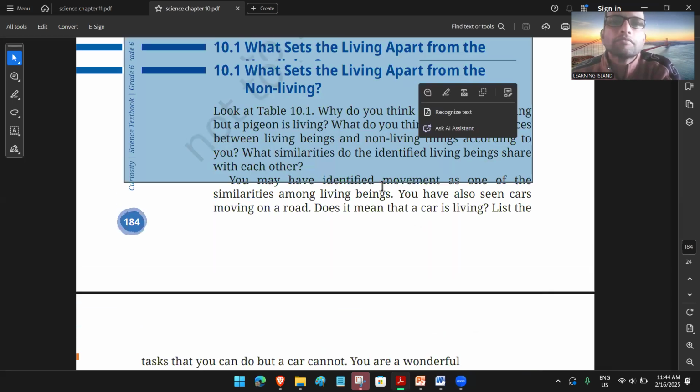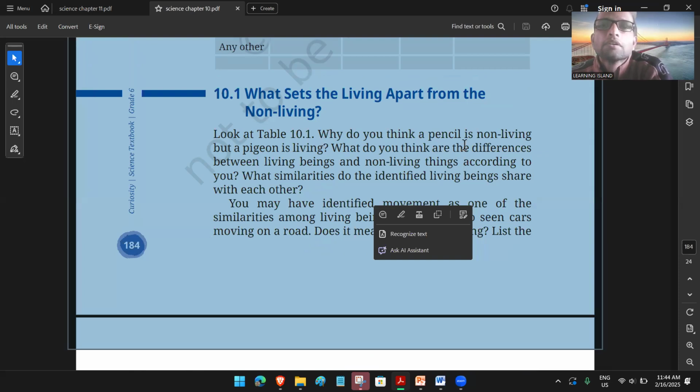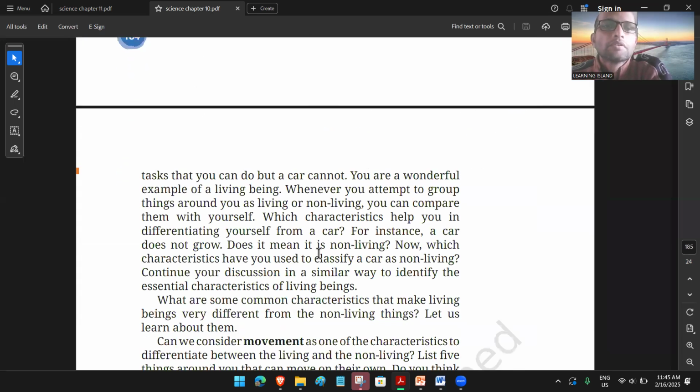See, what sets the living apart from the non-living? Why do we think a pencil is non-living but a pigeon is living? What do you think are the differences between them? How do you identify living things? Okay, let us see the next.